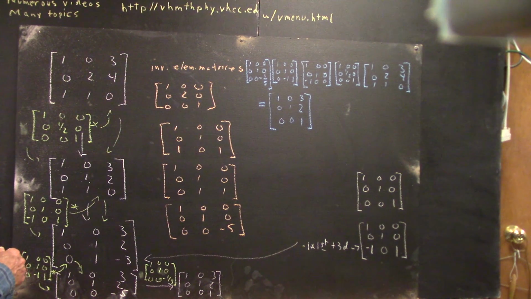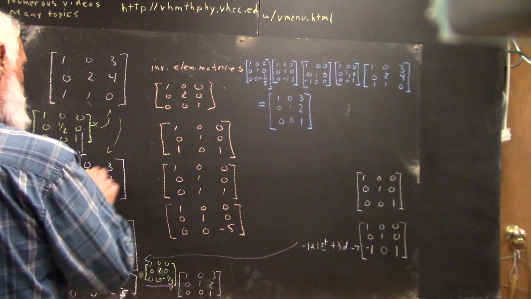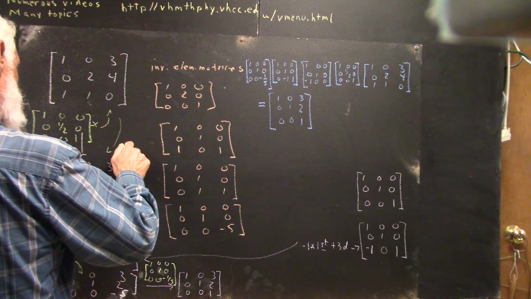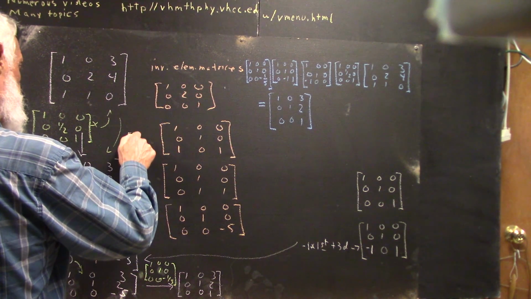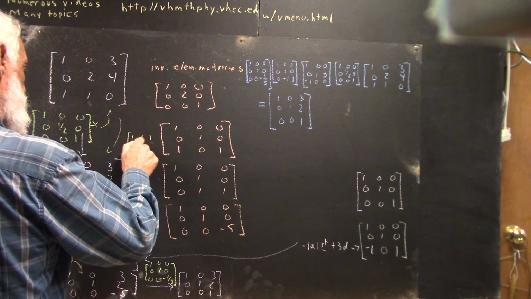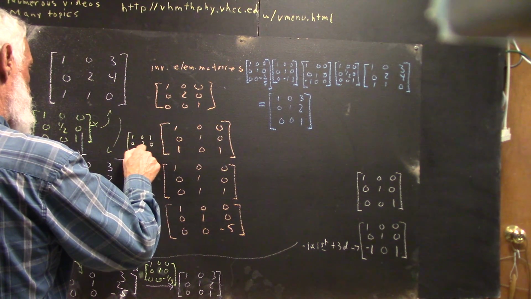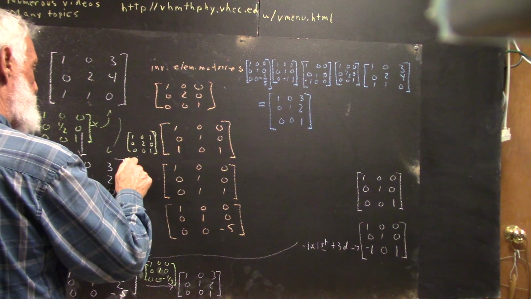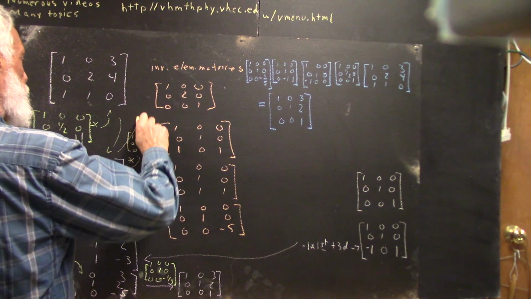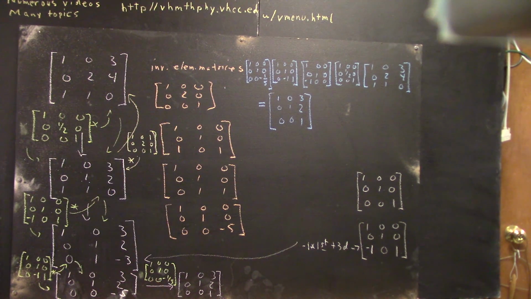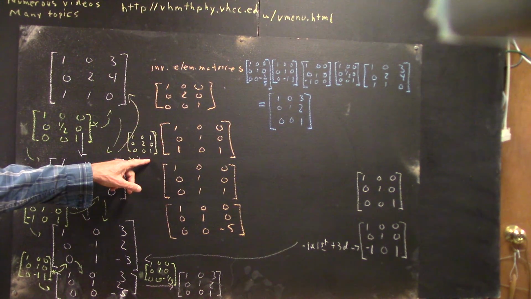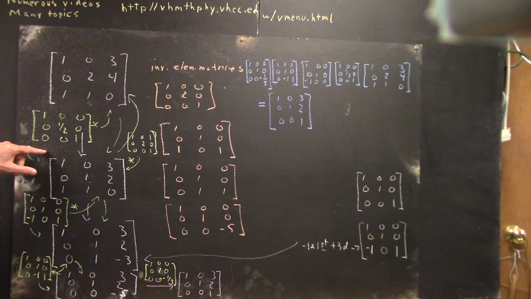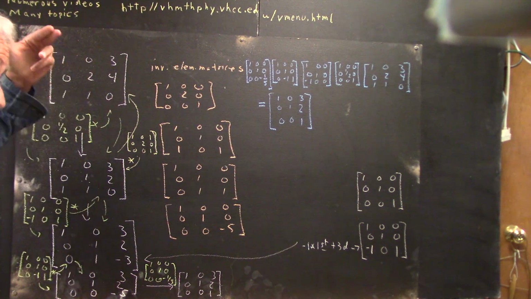So my inverse matrix here, if I multiply this by the matrix that doubles the second row, this matrix multiplied by this matrix gets me back here. So this matrix undoes this matrix. So this matrix is the inverse of this matrix. The matrix that takes half of the second row is inverse to the matrix that doubles the second row.